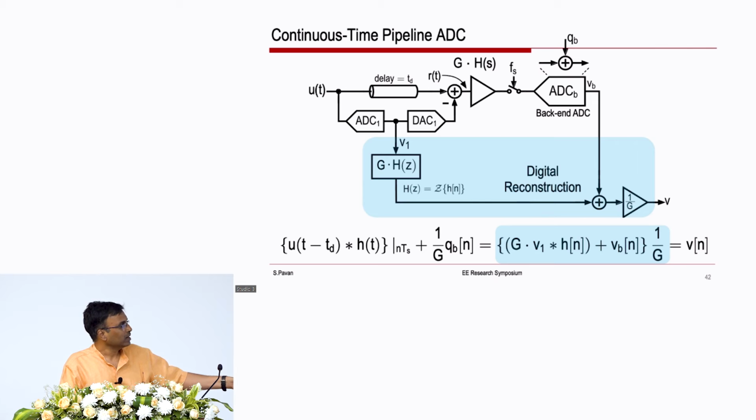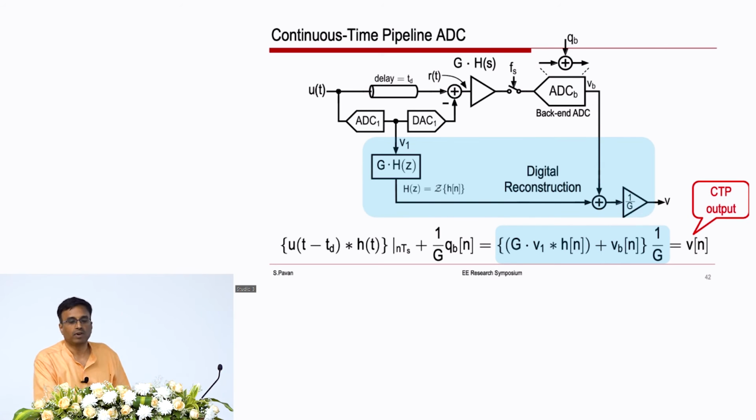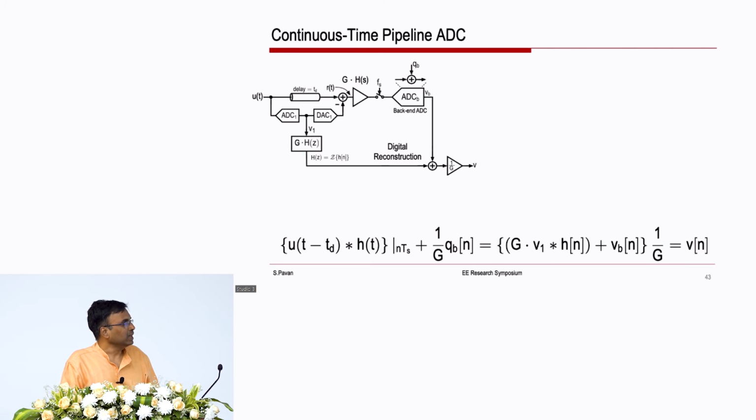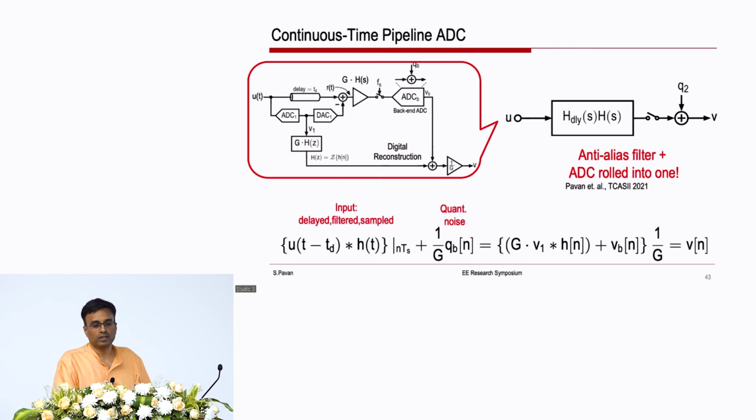So, that is V1, this is a digital filter, and you add it to the output of the back-end ADC and divide the whole thing by G, just like our math said, and this is the output of the continuous time pipeline. And as you can see, again, this is the input delayed, filtered and sampled. This is the quantization noise. So, the analog filtered input plus the quantization noise is equal to the digital output. So, it is an anti-alias filter plus an ADC rolled into one.